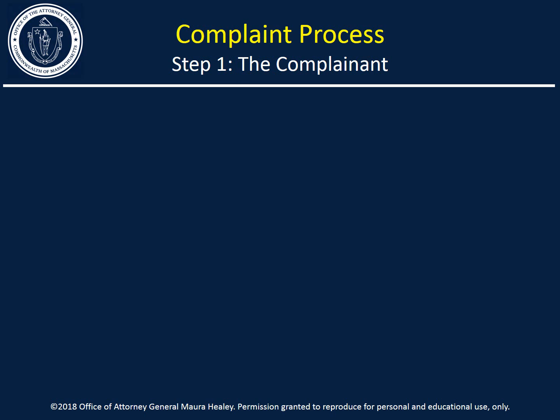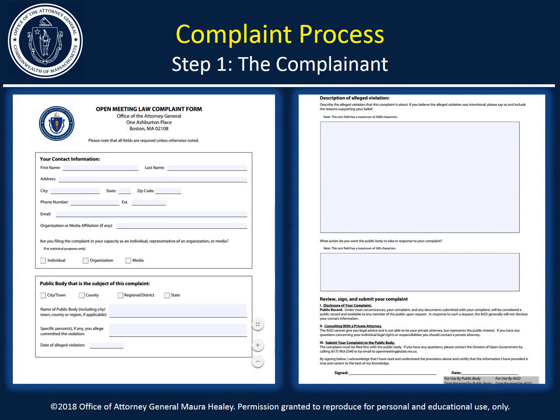There are two types of open meeting law complaints. First, we will review the administrative complaint process. This process allows any person who believes that a public body or member of a public body has violated the open meeting law to file a complaint. The complaint must be submitted on a 2-page form available at the Attorney General's website and often available with municipal clerks. Complaints must be signed and are considered public records.